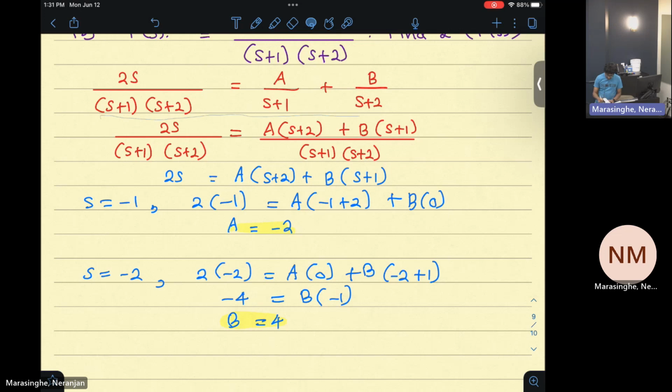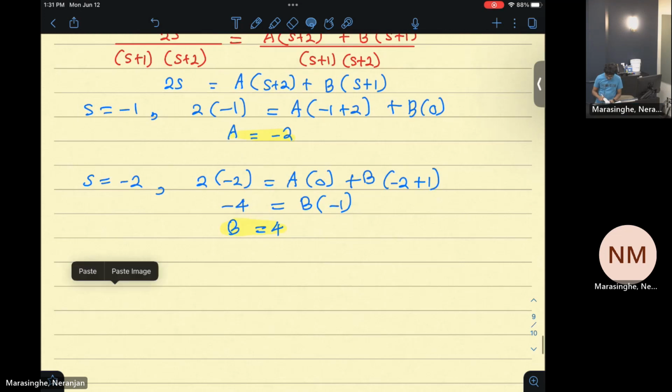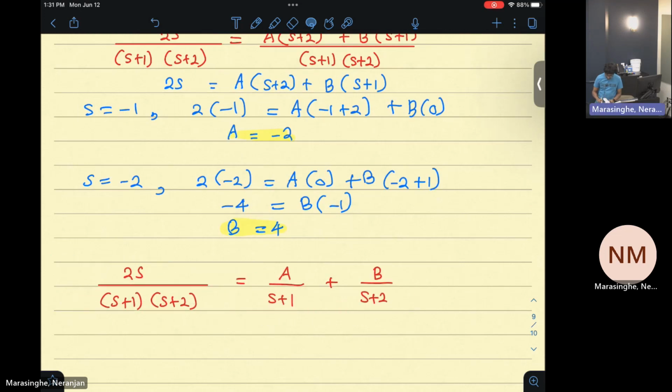Next, I would write down the partial fraction decomposition of my rational function. This is my rational function. So I would plug -2 instead of A and 4 instead of B. Any questions so far?